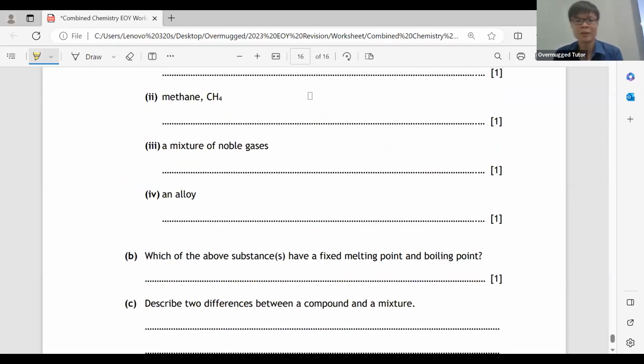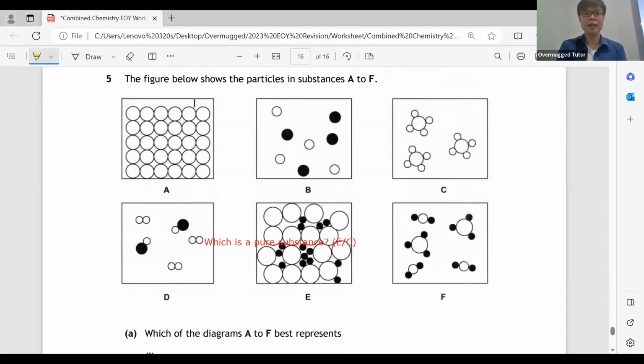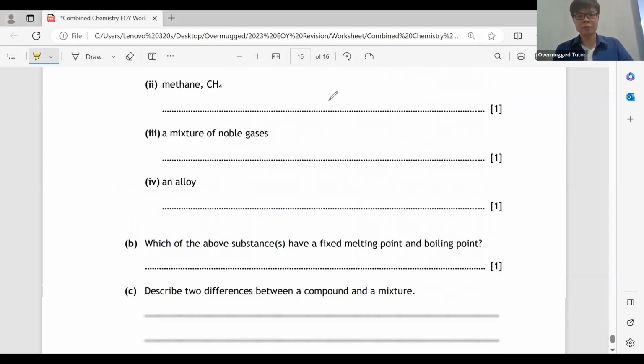Okay, which of the above substances have a fixed melting point and boiling point? In other words, they are asking which is a pure substance, which is your element or compound. So which is an element or compound? Answer will be A and C. Elements and compounds have fixed melting point and boiling point. Your B, D, E, and F, they are mixtures. You can see two or more different types of substance inside. So A and C.